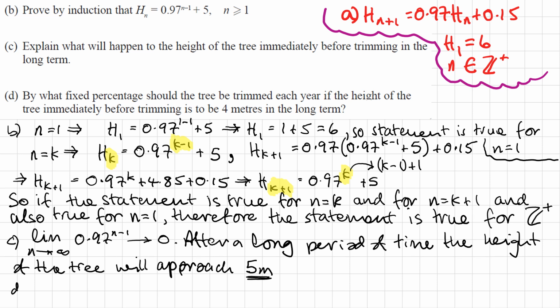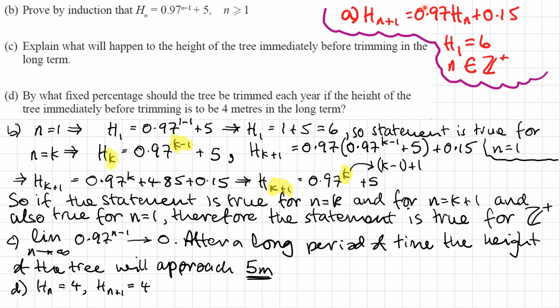Part D: by what fixed percentage should the tree be trimmed each year if the height of the tree immediately before trimming is to be 4 meters in the long term? Now for this we need to go back to our recurrence relation that we had in part A. If we want the height of the tree to be 4 meters in the long term, we want h_n to be 4 and h_(n+1) also to be 4, so the height just stays at 4 and doesn't change. Now the height that the tree grows each year doesn't change. We can't do anything with that.